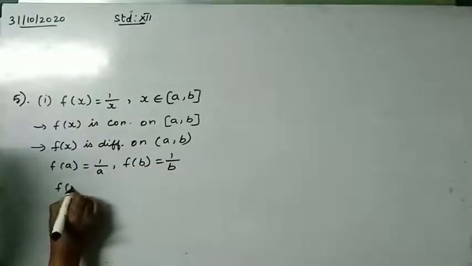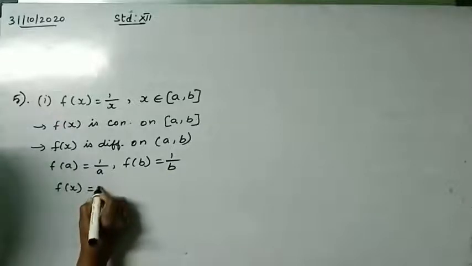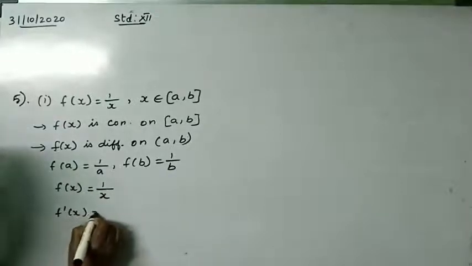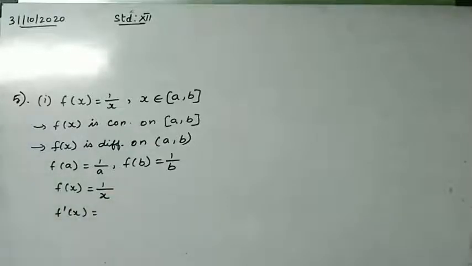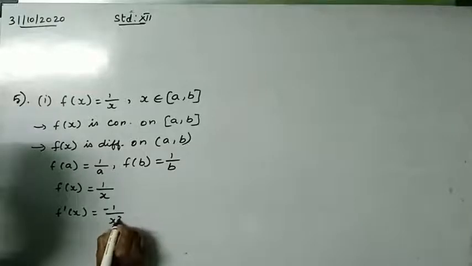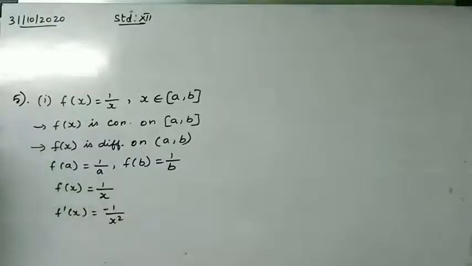Now find f dash of x. For that I am writing f of x is equal to 1 by x. So f dash of x is equal to, while differentiating this we are getting minus 1 by x square. 1 by x differentiated gives minus 1 by x square.